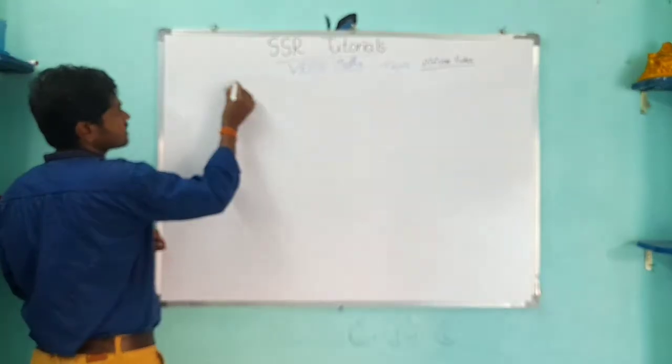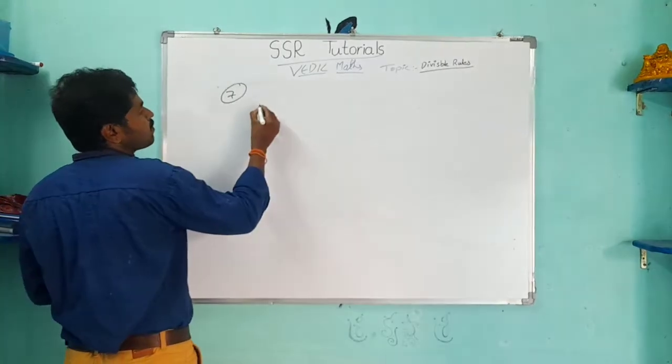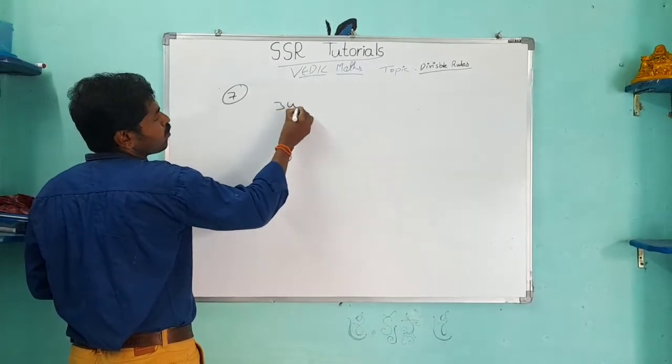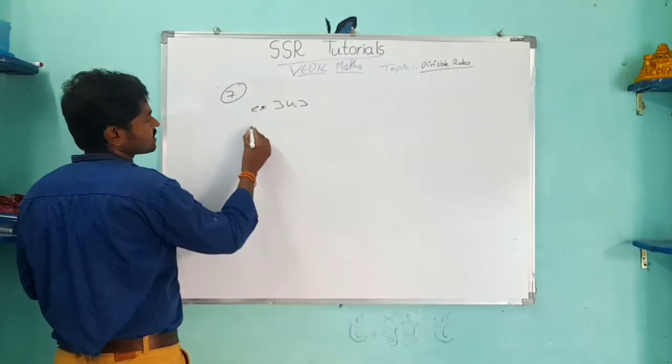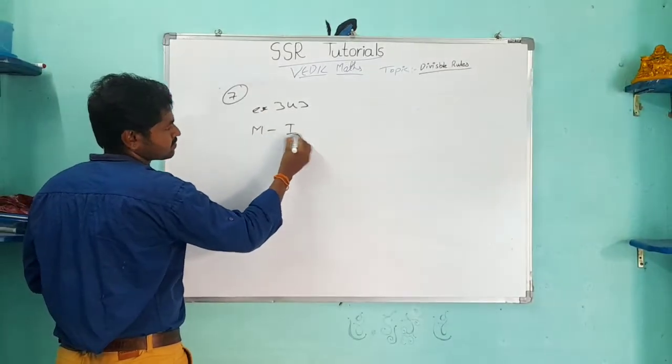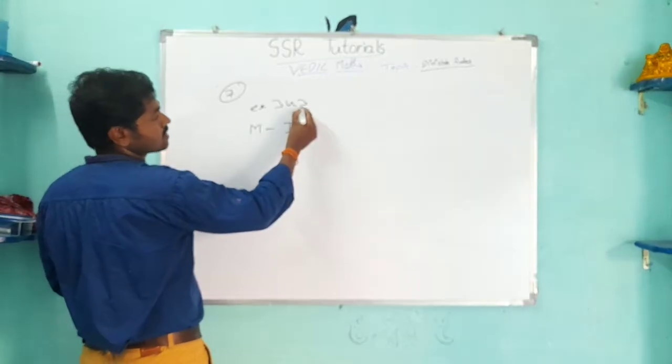The most important digit is 7. What is it, 7? Listen. Suppose 343, for example. There are two methods. First, method 1. I will teach you method 1. What does method 1 mean?